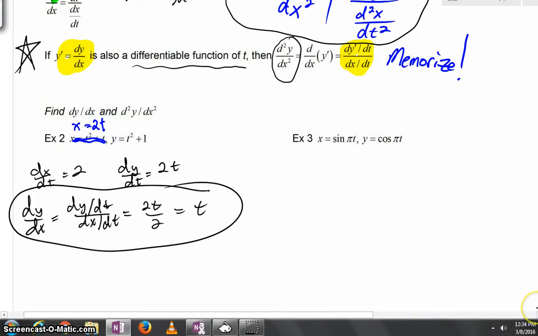To find your second derivative, well, it looks like we're running out of time on our video, and I think we're going to have to pick that back up in just a moment. But of course, we're going to go back to this highlighted form.